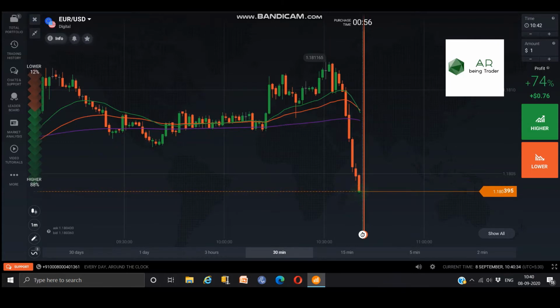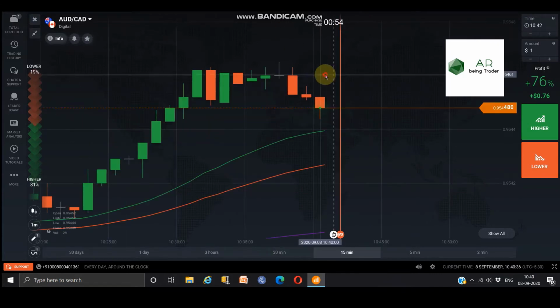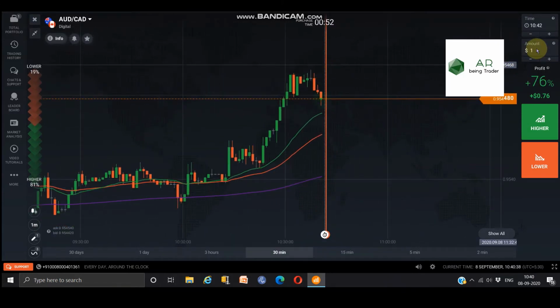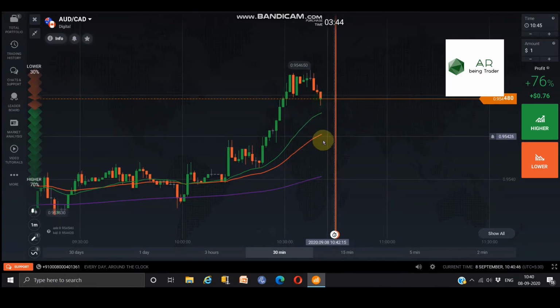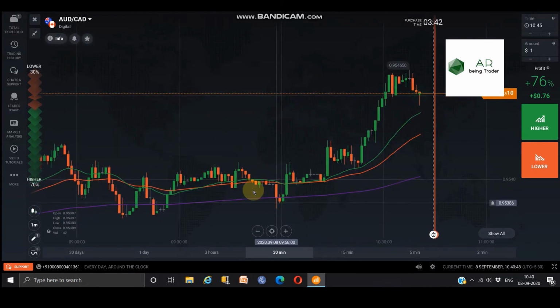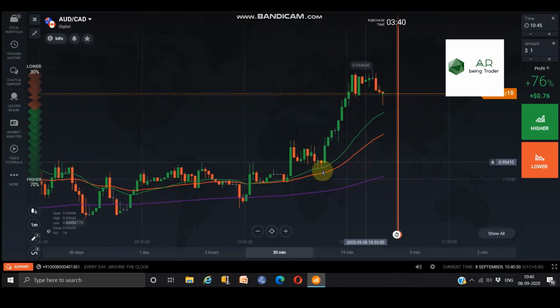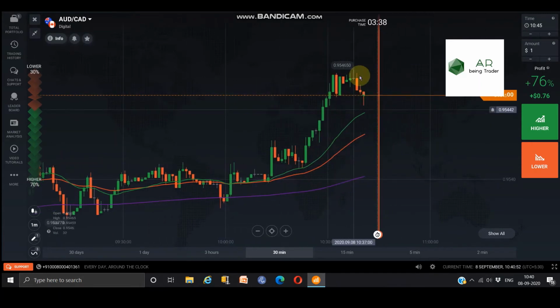Now we're going to place our trades. As we know, these EMAs will act as support and resistance. See here, it acts as support. Always like this, the market will come down, test it, and move back to its normal position.